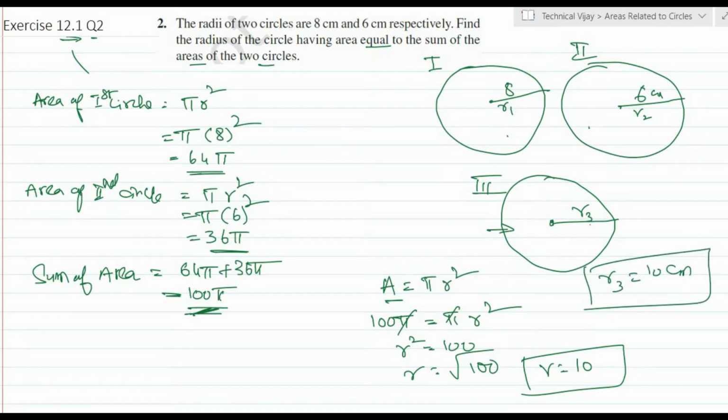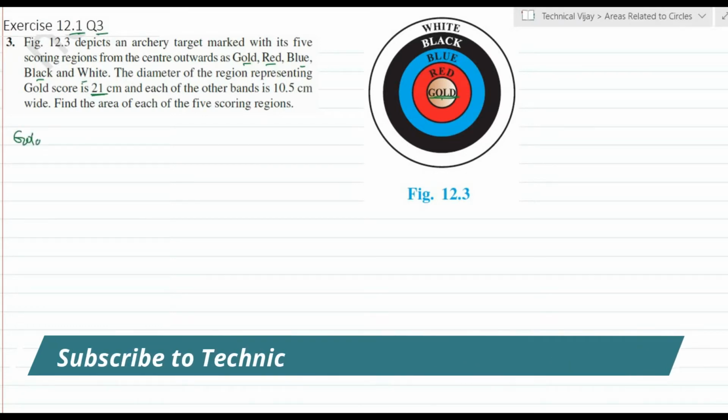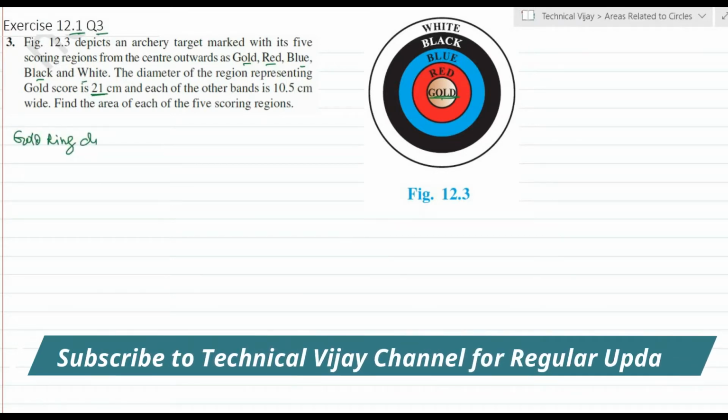Okay, so now we will go for the next one. Exercise 12.1, question number 3. Here this figure depicts an archery target marked with its 5 scoring regions, from the center outwards as gold, red, blue, black and white. Here this is gold, red, blue, black and white. The diameter of the region representing the gold score is 21 centimeter. So this diameter, that is the gold ring diameter, is equal to 21 centimeters.